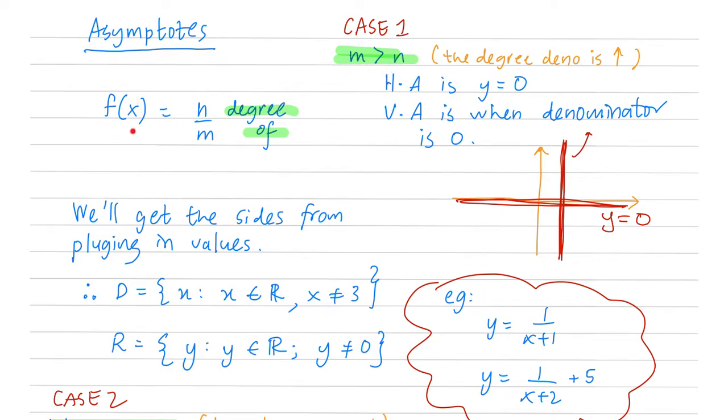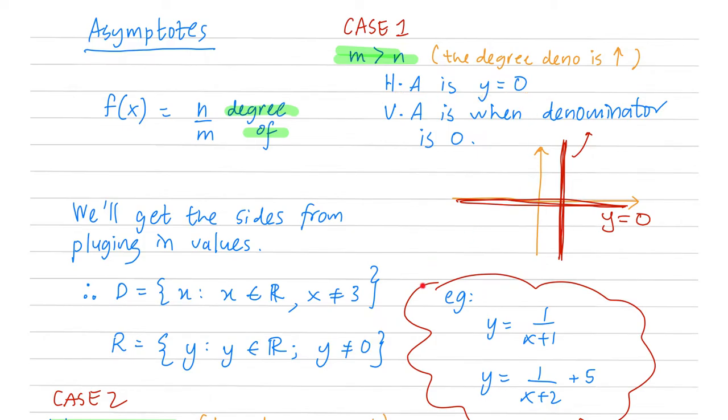Okay, so f(x) here is a function. n is the highest degree of the numerator, and m is the highest degree of the denominator. So case 1 here, m greater than n, means the degree of the denominator is higher. When the degree is higher, the vertical asymptote is when the denominator is 0, and the horizontal asymptote is when y is 0.